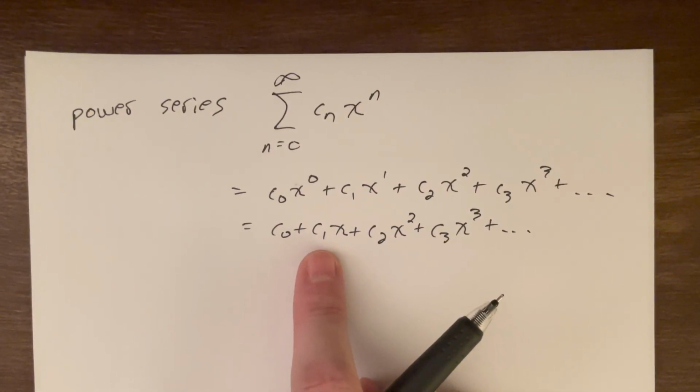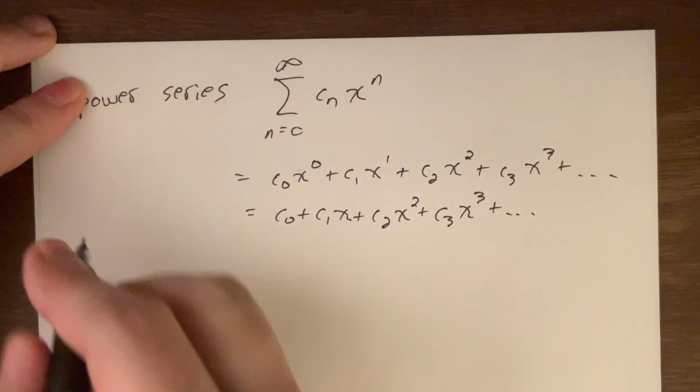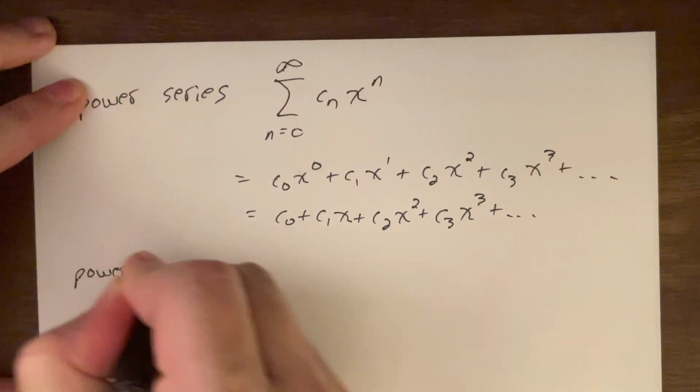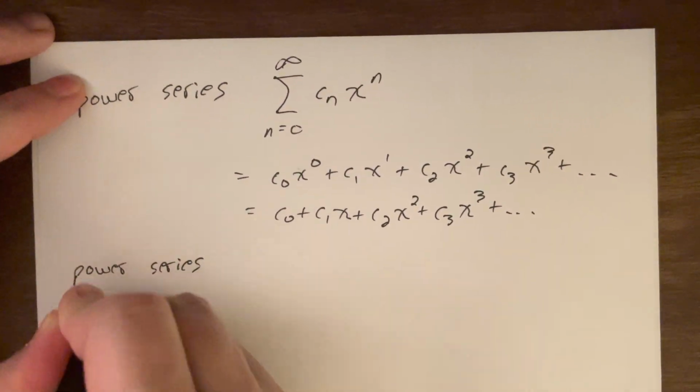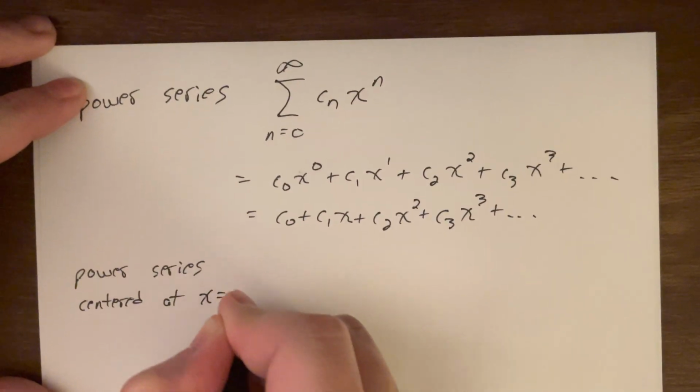But I need to point out, it's not always just a plain x. So this is the better notation for a power series centered at x equals a.